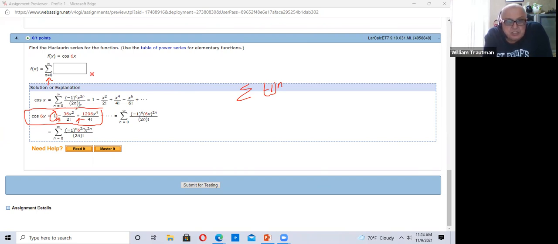Next, if you look, we know there's going to be a 6x because we're taking 6x to a certain power all the time. So we're taking the 6x to a certain power.